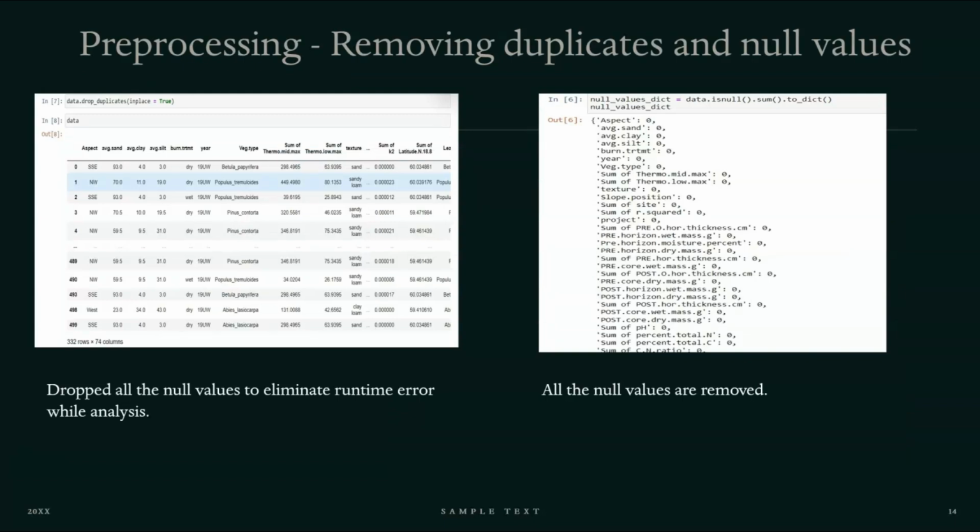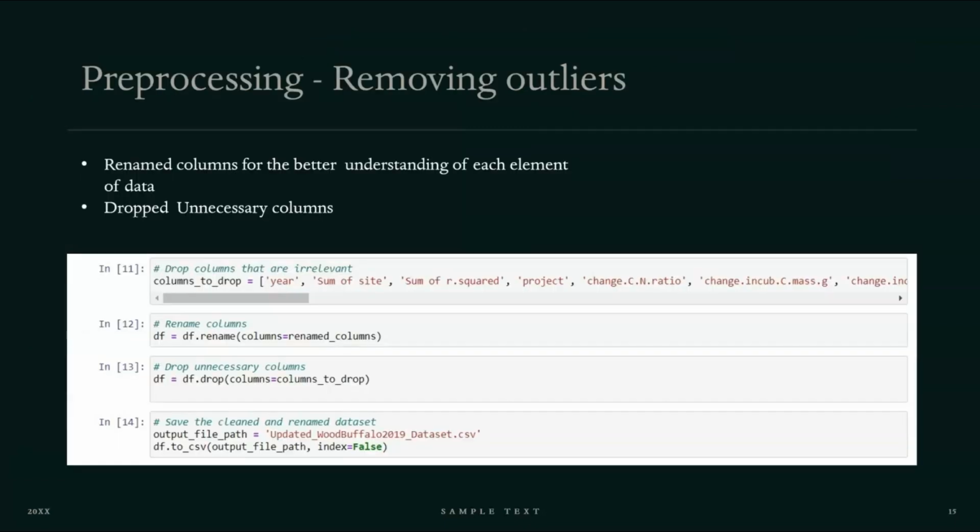From now on, I would like my colleague Jai to elaborate more. Thank you. Then we started work on the pre-processing of the data. Firstly, we started with removing duplicates and null values from the data. The left photo shows that we dropped all the null values to eliminate runtime errors during analysis, and then we checked that no column has any null values. Then we removed the outliers and renamed the columns for better understanding of each element.